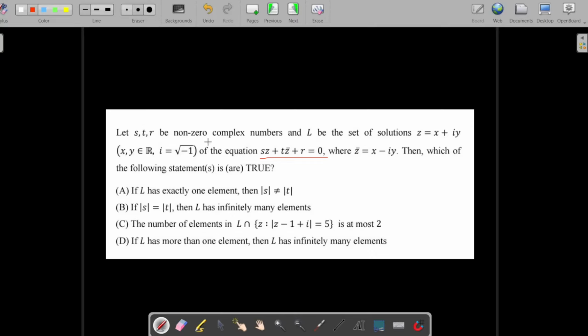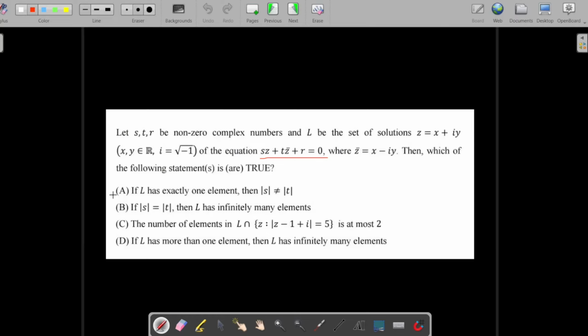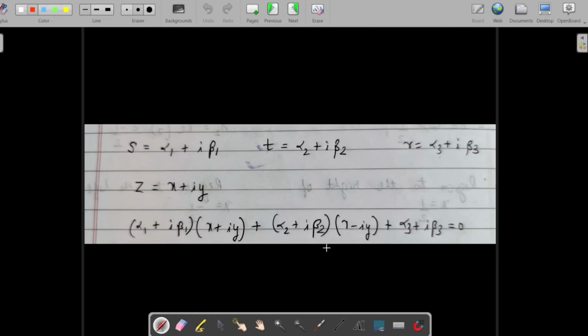Let s, t, r be non-zero complex numbers, and let L be the set of solutions of this equation. So because you have nothing given here, let us start by assuming s, t and r in forms of x plus iota y. z is already given as this, so we will take some other constants. So let s be alpha 1 plus i beta 1 and so on. Now substitute all those assumed values in this equation. So you will get something like this.